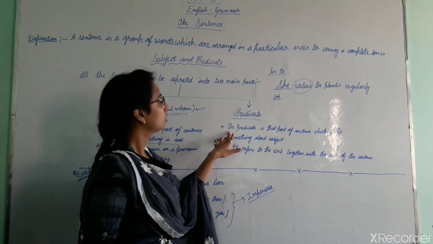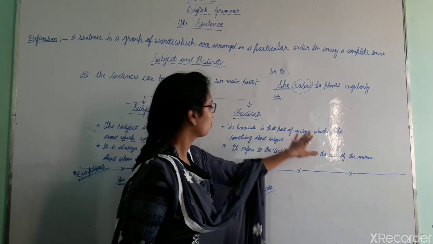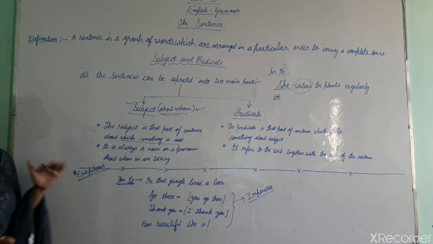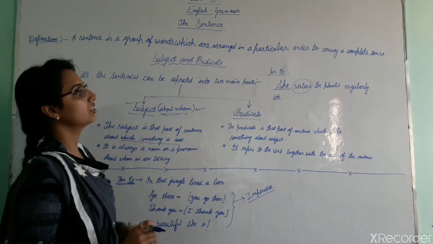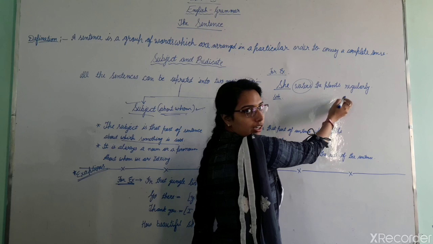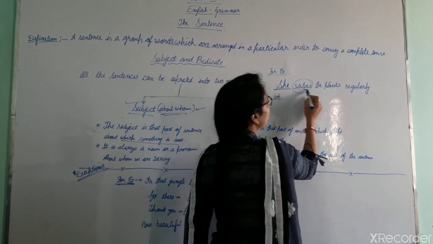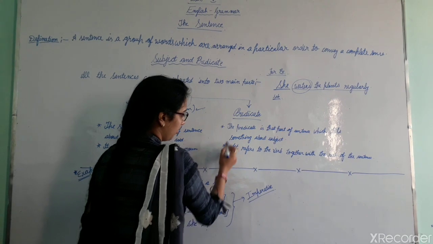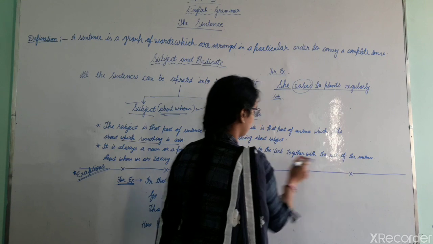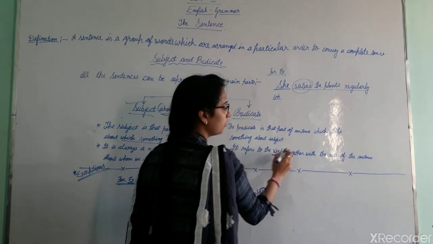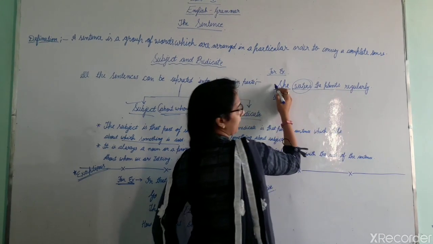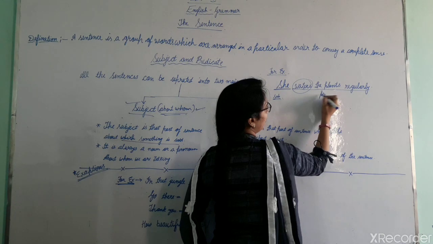Secondly, predicate. The predicate is that part of a sentence which tells something about the subject, which expresses the verb of the subject. Let's come back to our example. She waters the plant regularly. If we see this point, it refers to the verb together with the rest of the sentence. Here, verb plus the rest of the sentence except the subject is our predicate.